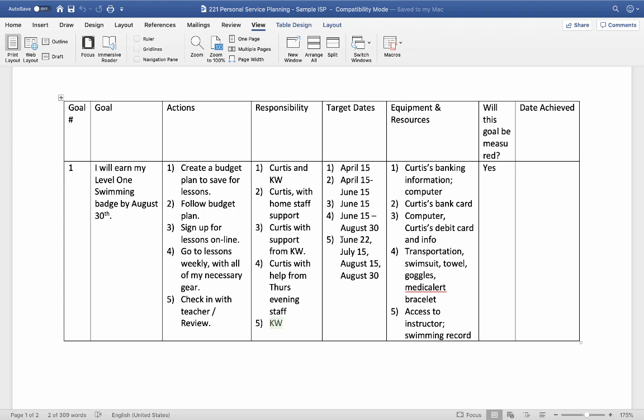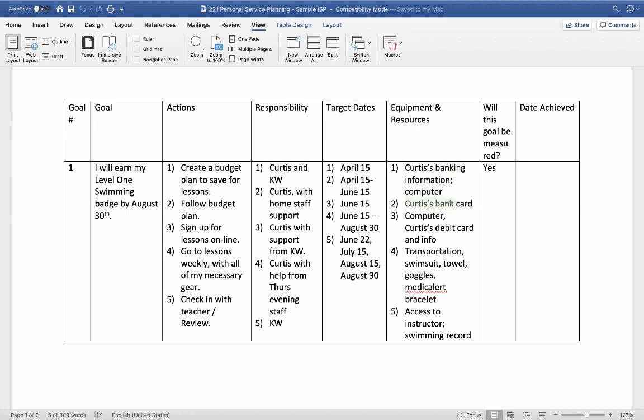And then I'm going to do these checking in with the teachers on the 22nd, on the August 15th, and at the very end. So you can see I've actually said, I'm not going to wait to the end to find out if Curtis's lessons are going well. I've also identified at each section what resources the person needs. For me to be able to set a budget, I need to know what amount of money is going in and out of his bank account. I need his bank statements, and I will probably want a computer to write this budget down.